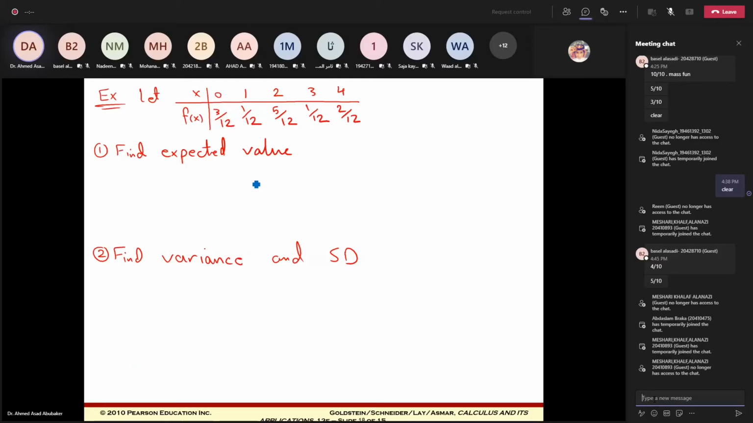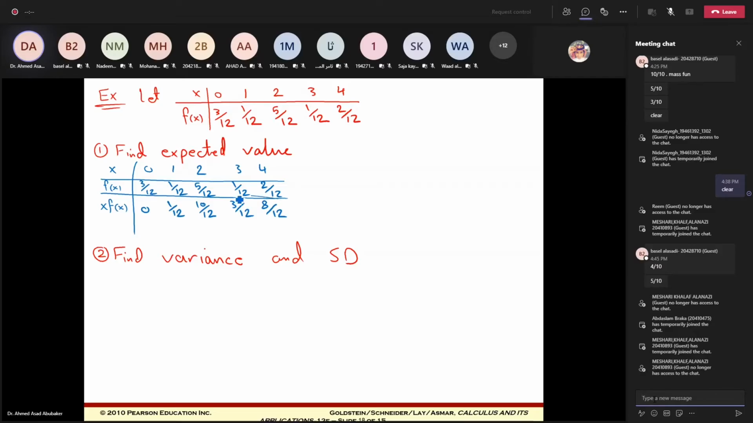To find the variance, we need the expected value. We need to find x multiplied by f of x firstly. So we have x as 0, 1, 2, 3, and 4, and f of x as 3 over 12, 1 over 12, 5 over 12, 1 over 12, 2 over 12. Multiplying x with f of x gives 0, 1 over 12, 2 times 5 over 12 is 10 over 12, 3 times 1 over 12 is 3 over 12, and 8 over 12.